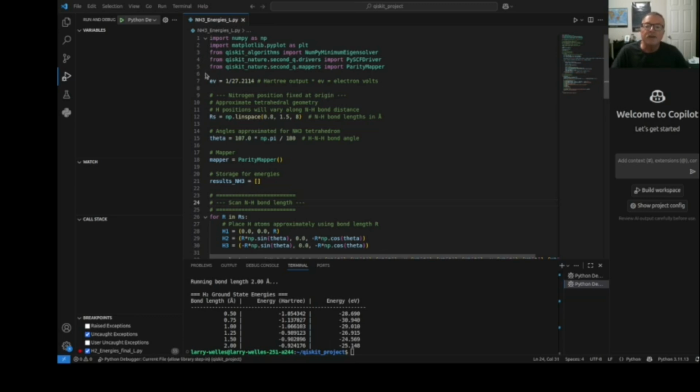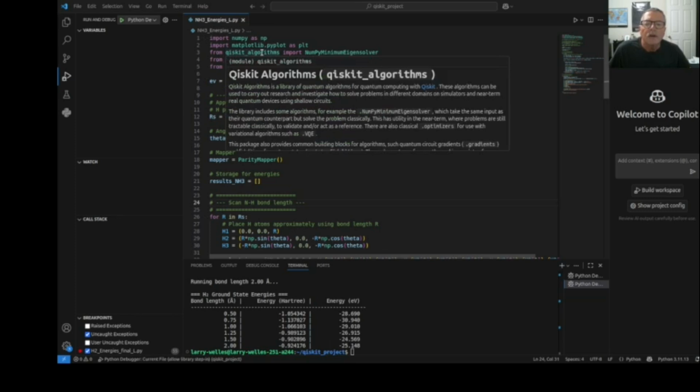Now, let's get down to the Qiskit stuff. Qiskit algorithms. Library of quantum algorithms for quantum computing. These algorithms can be used to carry out research and investigate how to solve problems in different domains on simulators and near-term real quantum devices using shallow circuits. See, so we're using quantum circuits. So this is very specific to what's going on here.